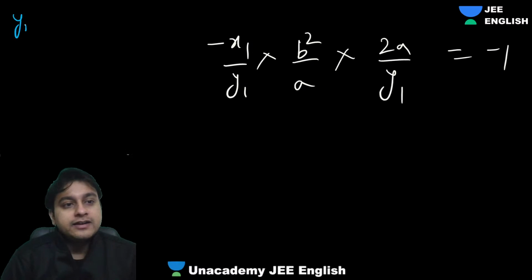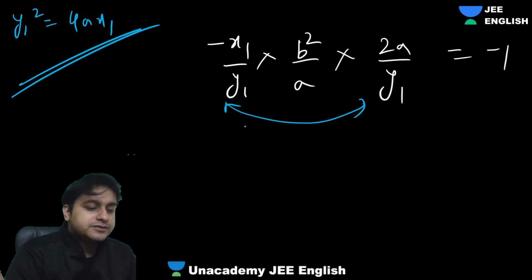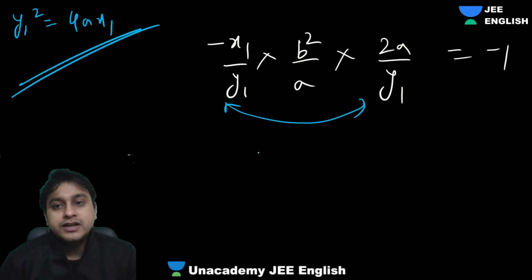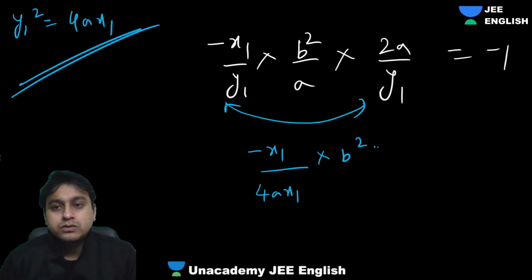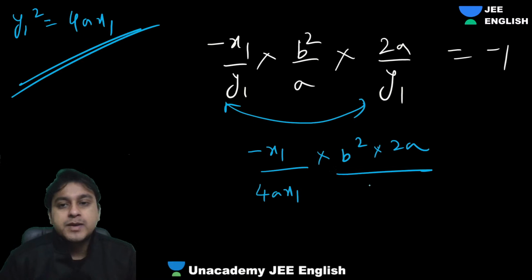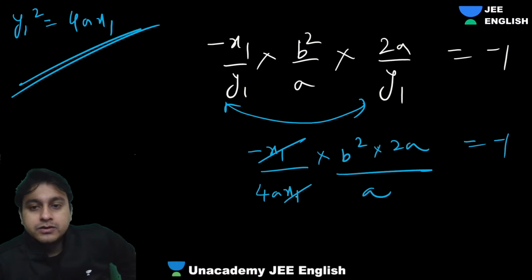So guys, what are we getting? Y1 square is coming in the denominator. Can I write it as 4ax1? Why not? That's a point which will satisfy both the curves, right? So we'll get minus x1 into b square by a square into 2a by 4ax1, and the minus signs we can cancel. So x1 cancels, and this -1 is gone.